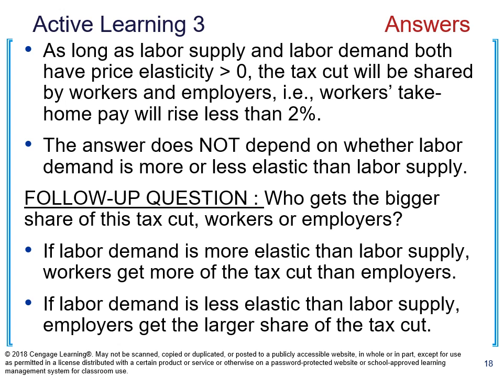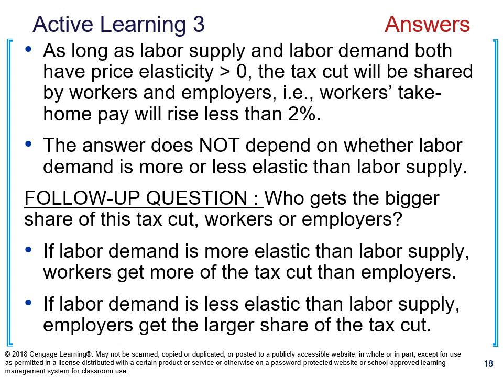So that brings us to what we learned earlier, that the incidence of the tax is higher for the side of the market that has the less elastic curve, okay? So when the demand is more elastic than supply, then the supply side of the market is going to have a higher tax incidence. So the tax cut is going to be enjoyed more by workers. But when the demand is less elastic than the supply, then employers are going to get the larger share of the incidence of the tax. They're going to get the larger share of the tax cut.